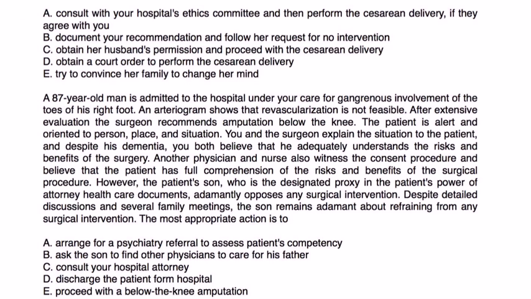And finally, an 87-year-old man is admitted to the hospital under your care for gangrenous involvement of the toes of his right foot. An arteriogram shows that revascularization is not feasible. After extensive evaluation, the surgeon recommends amputation below the knee. Patient is alert and oriented to person, place, and situation. You and the surgeon explain the situation to the patient, and despite his dementia, you both believe that he adequately understands the risks and benefits of the surgery. Another physician and nurse also witnessed the consent procedure and believe that he has full comprehension of the risks and benefits of the surgical procedure.